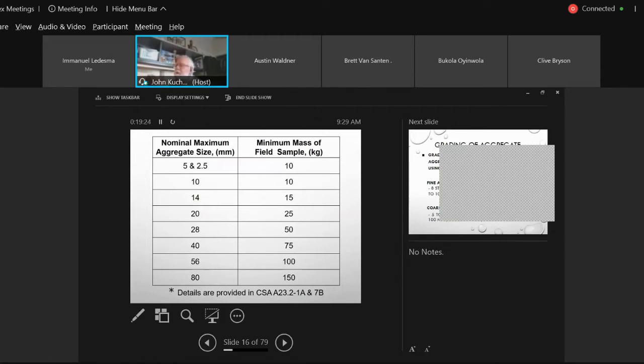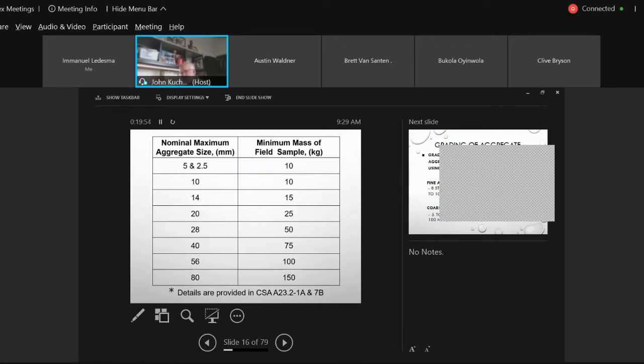So in other words, you'll see limits 100% passing 28 millimeter, 95% to 100% passing the 20 millimeter. That's the nominal size. You can have 5% oversize. So when we're talking nominal maximum size, it means that you can have aggregates sitting on that 20 millimeter screen. Okay, so you will look at some definitions right away exactly.